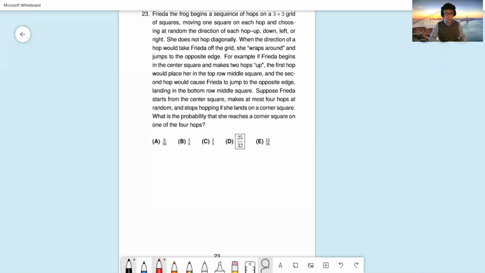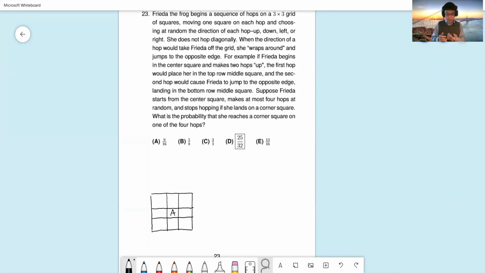Question 23. We have a 3 by 3 grid, and the frog starts to hop from the center square. Let me call the center square A. Each time it can choose one direction, up, down, left, or right, with equal probability. So each one is 1/4.